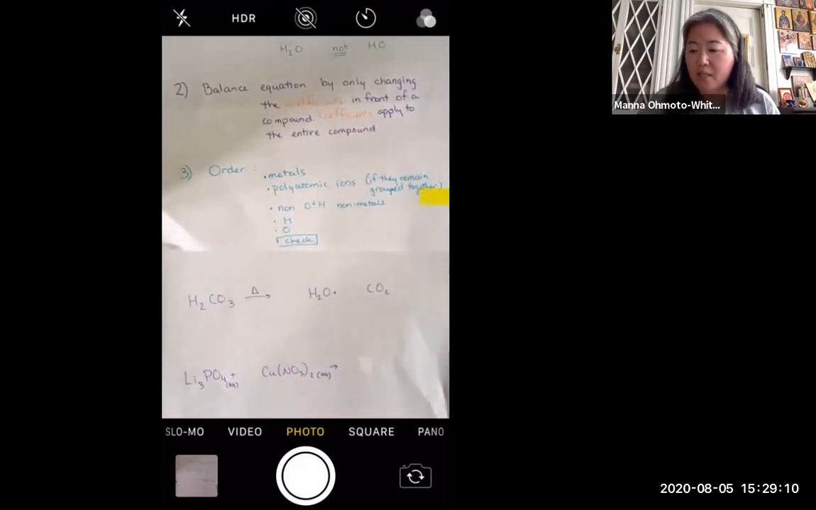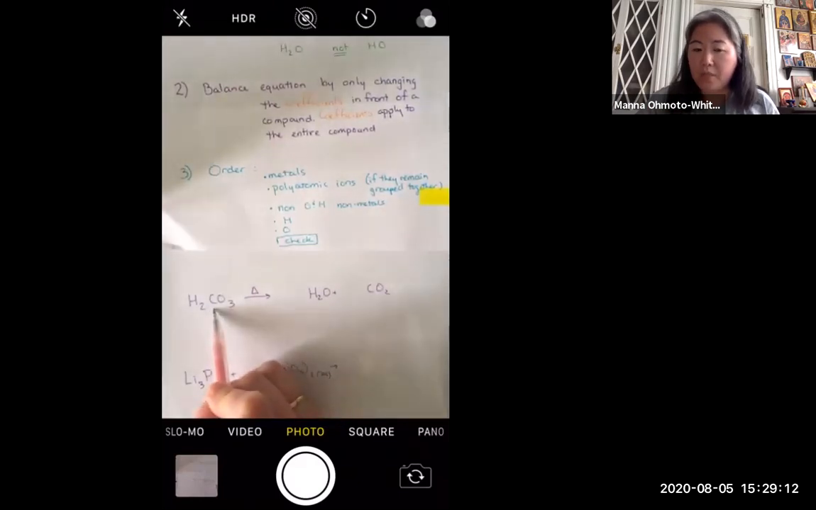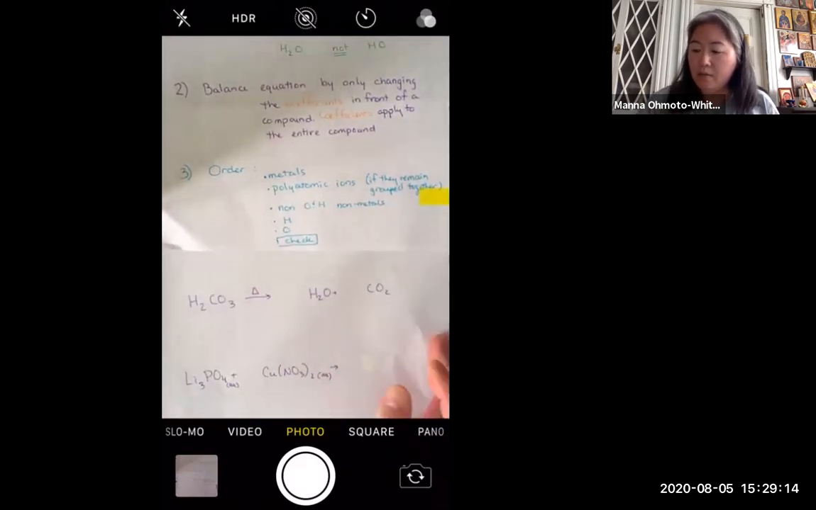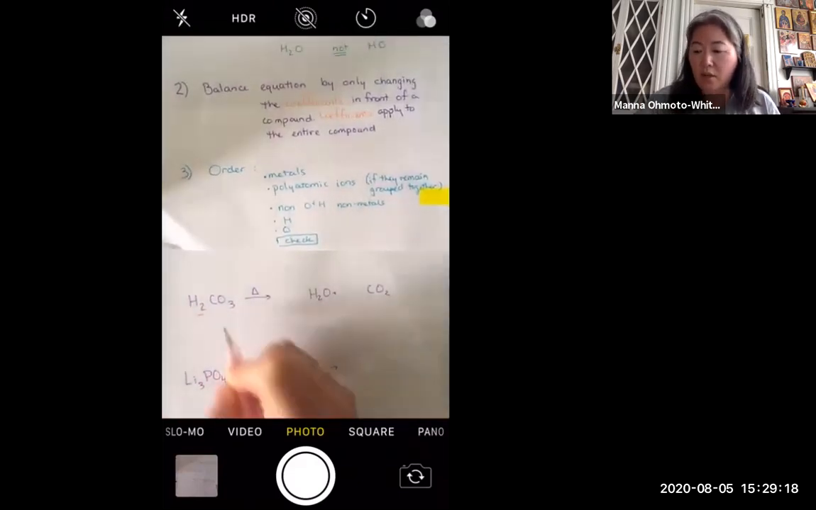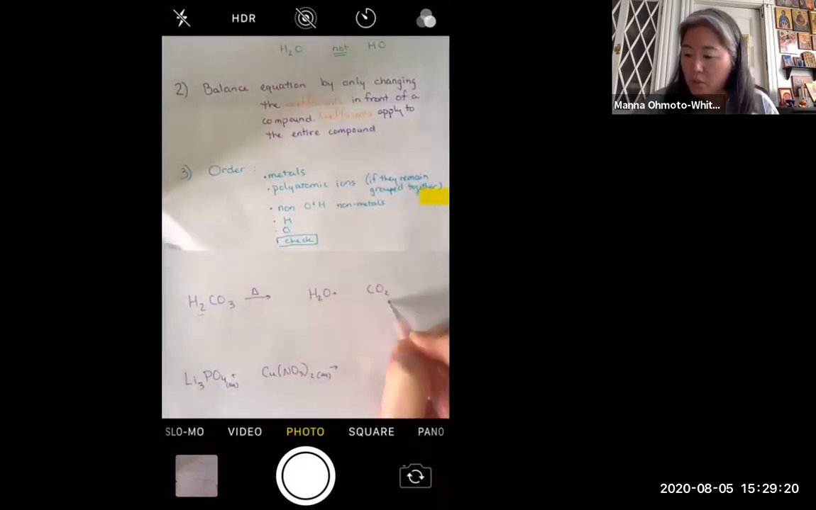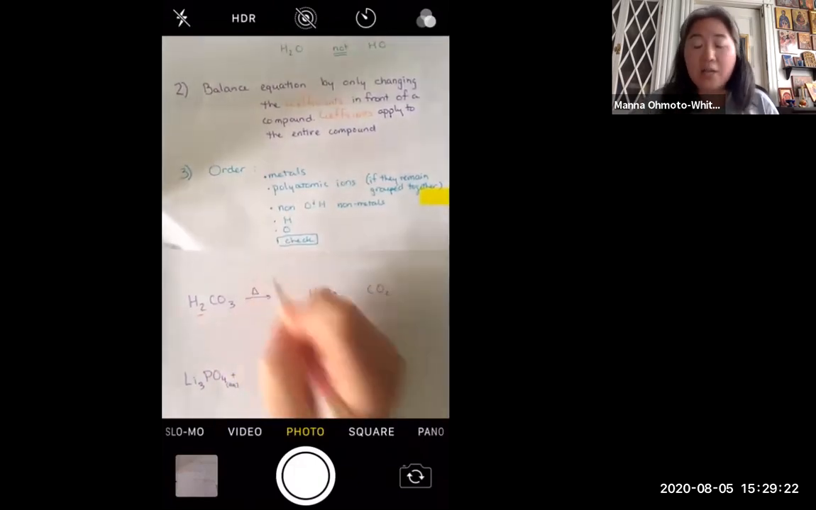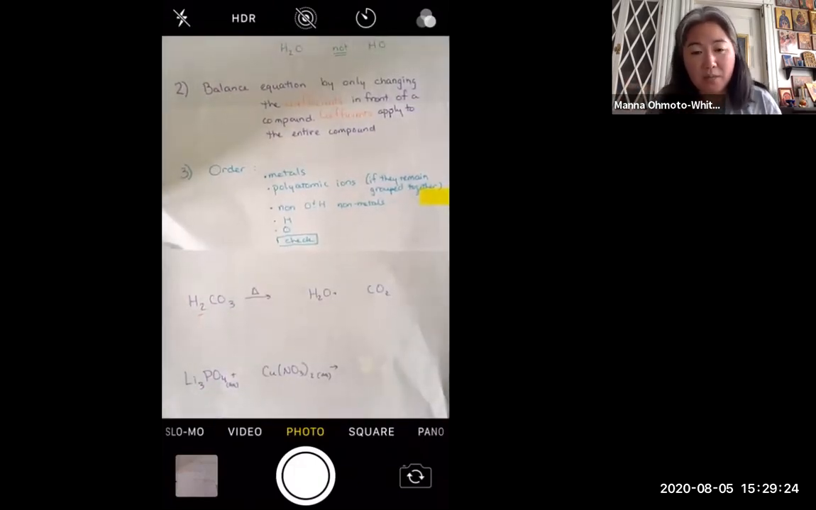So let's balance this. Carbon. I have 1 carbon here, 1 carbon here. 2 hydrogens here, 2 hydrogens here, 3 oxygens here and 1 plus 2 or 3 oxygens. So actually this is balanced. So sometimes you come across a reaction that is already balanced. They don't need any sort of coefficients other than 1, and you are lucky.